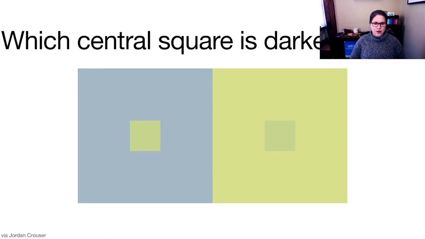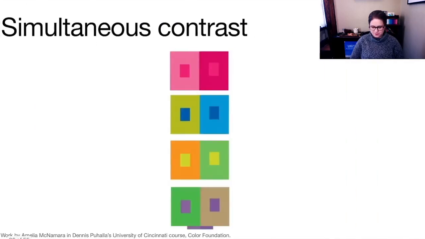And again, what color is against makes a big difference. So when you look at this, it looks like this central square is darker, but of course they're the same color. And you can use that to affect, again, this is work from that color class that I took, where we are showing how to make contrast look greater by doing different colors on the outside. So you can do this with any color.